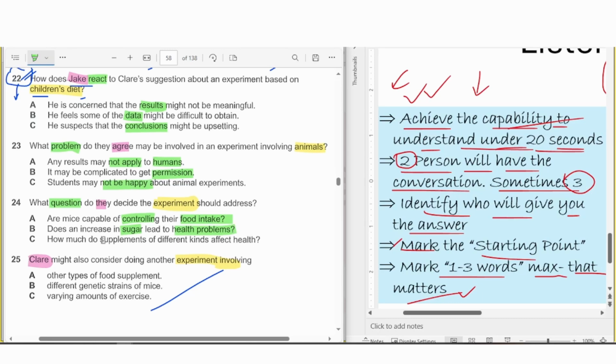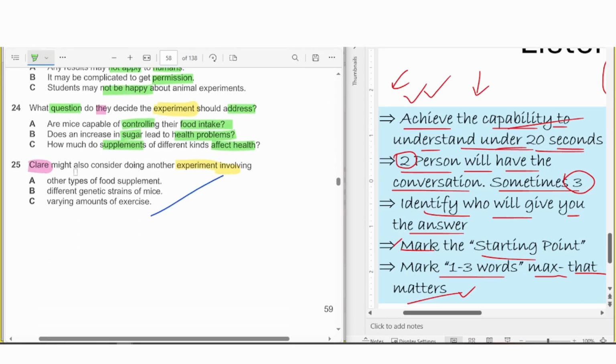How much do supplements of different kinds affect health? So you are looking for a question: what are they going to address? One is controlling food intake, another is sugar and health problems, or the effect of supplements on health. Number 25: Clary might also consider doing another experiment involving another. So you are looking for another experiment. One experiment is done, and you are looking for another experiment.